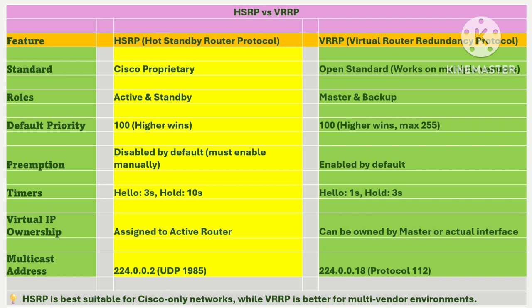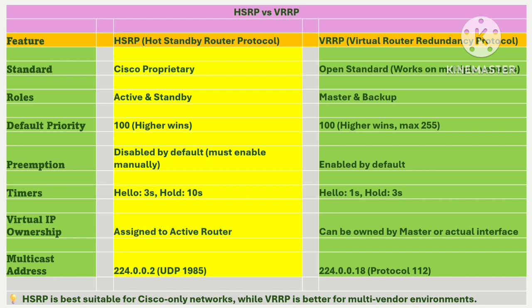You can see that HSRP is Cisco proprietary and VRRP is an open standard which can be used in a multi-vendor environment. The roles in HSRP are active and standby, whereas in VRRP they are master and backup. In both FHRPs, the default priority value is 100 and the maximum wins. And preemption is disabled by default in HSRP. You remember we have enabled it on the interface, specifically on all the routers in the HSRP group. Whereas in VRRP, it is enabled by default.